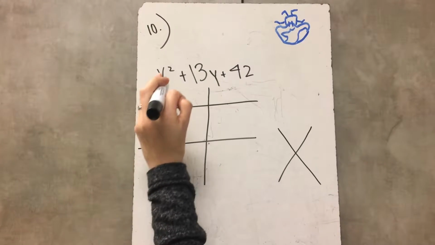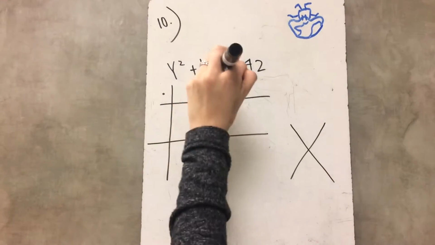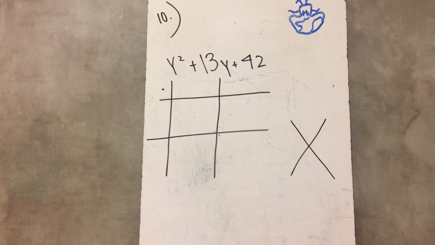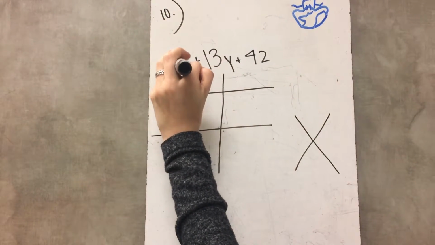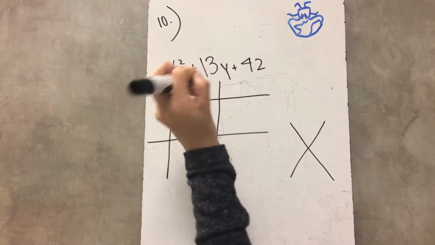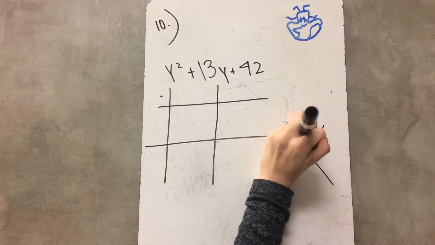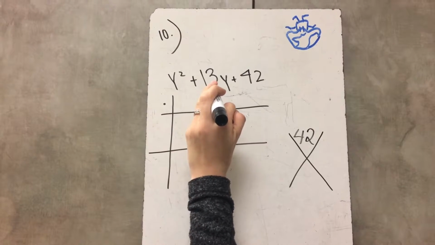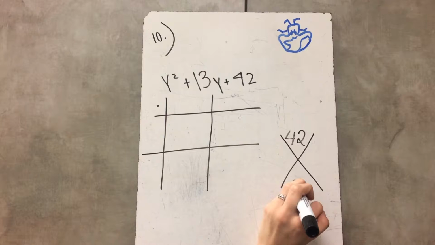Welcome. Here's our equation, y squared plus 13y plus 42. So we're going to go ahead and find our R1 and R2 value. So 42 times 1, because it's just y, is 42. So 42 up top. And then 13 is our b value, so 13 will go down here.